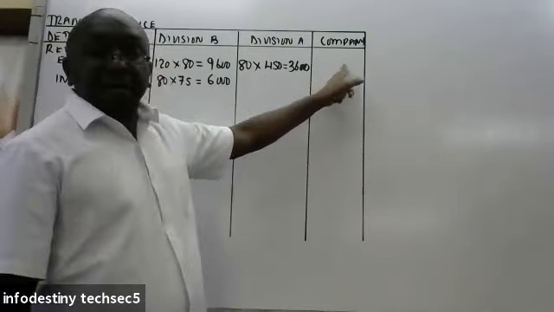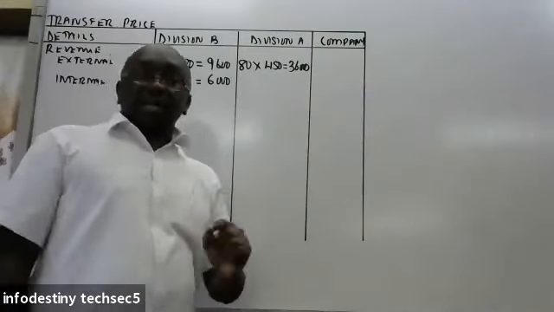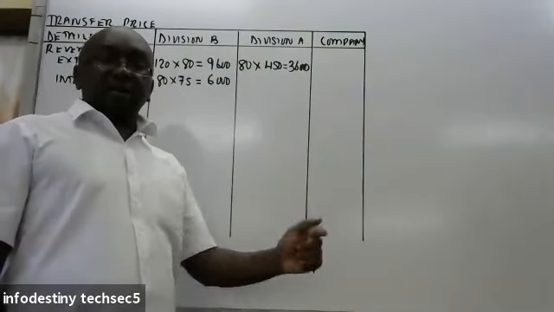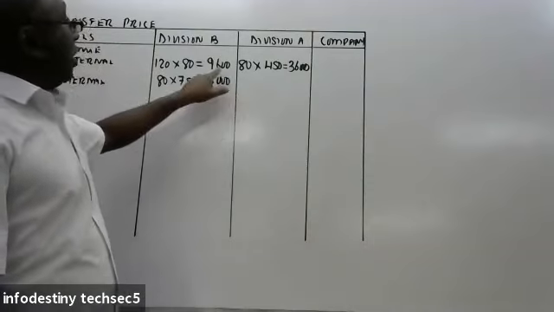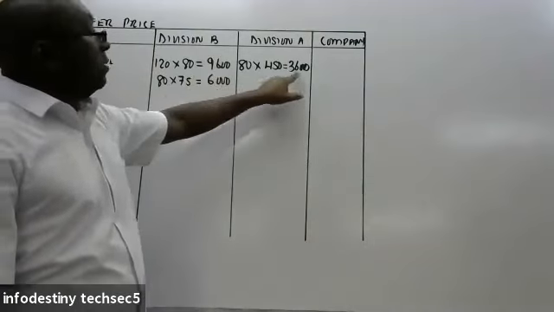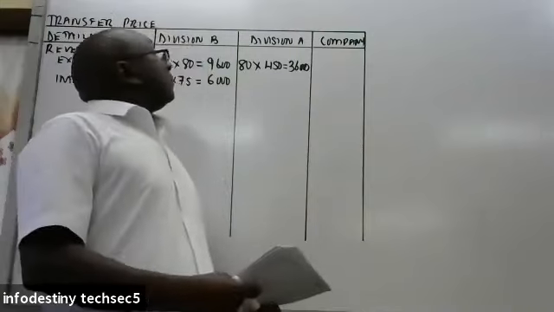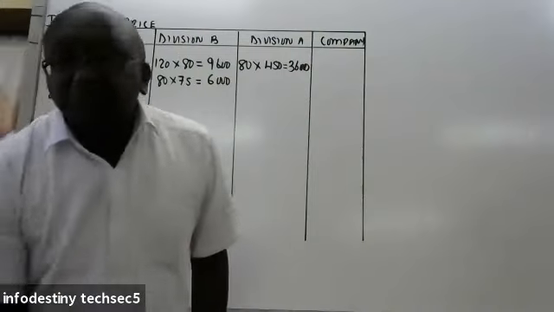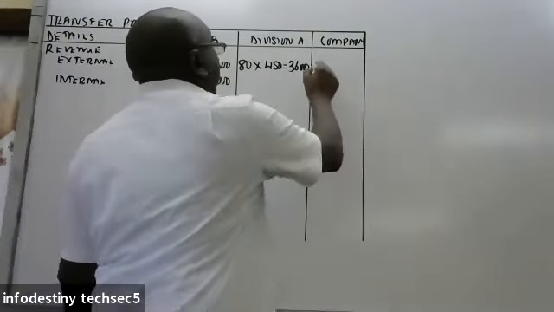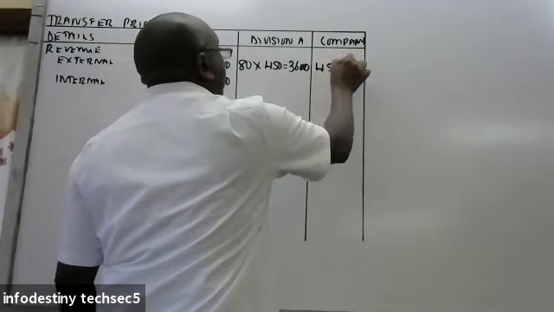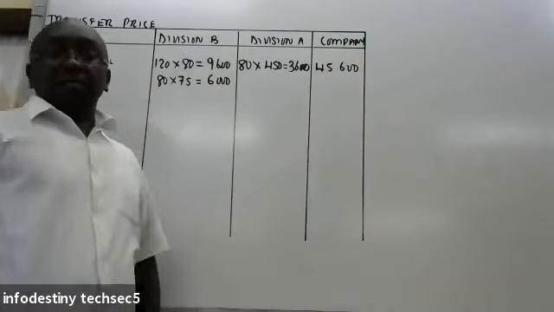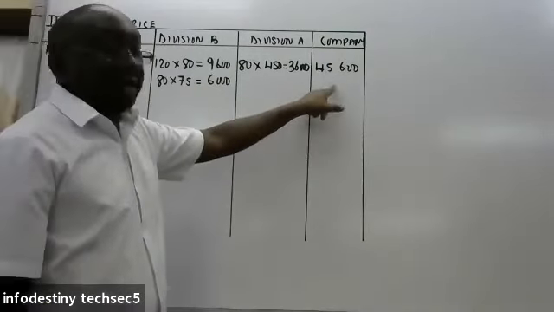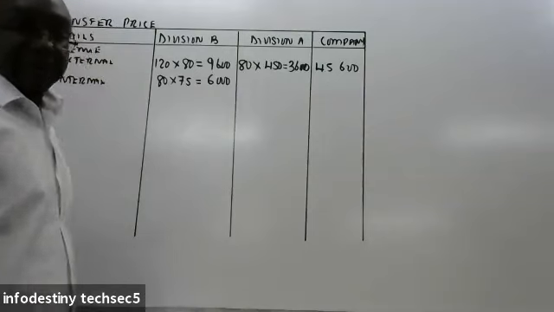Now we come to the company. I told you anything that is external goes to the company. So give me the total of 9,600 plus 36,000. What do we have? 45,600. Good. But whatever is internal does not go to the company. So we are not going to feed it there.